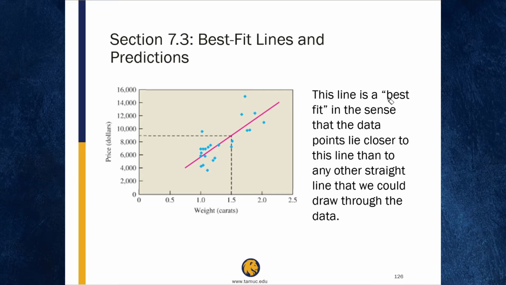This is what we're going to be calling the line of best fit, in the sense that this line passes through the data points and lies closer than any other straight line that we could draw through the data. So it best fits where the data is going. The best fit line shows up as close to the data points as possible. Some might fall farther away from this best fit line, but we're trying to position it in the most optimal place to fit the data.